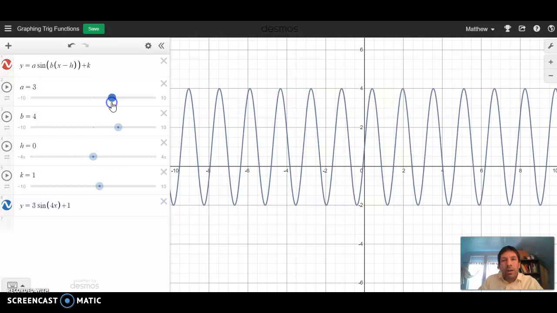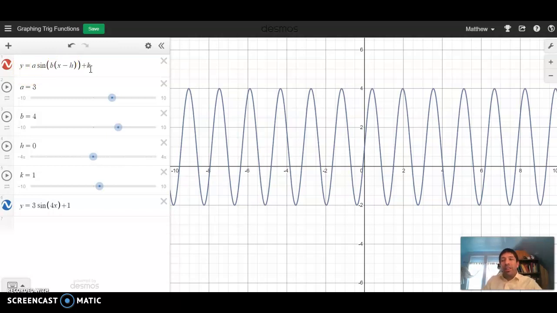Ooh, that's getting close right there. There it is. So now I have a graph that looks the same. It's right on top of the other one. And so now I can come over here and I can look at my a value, my b value, my h value, my k value, and I can plug those values into my equation, and now I have the equation.